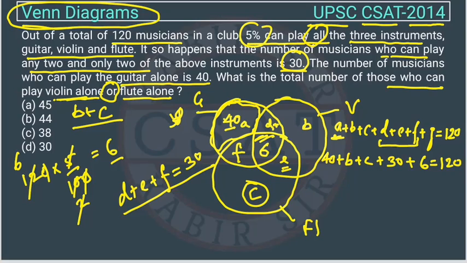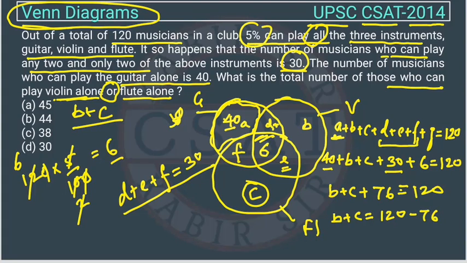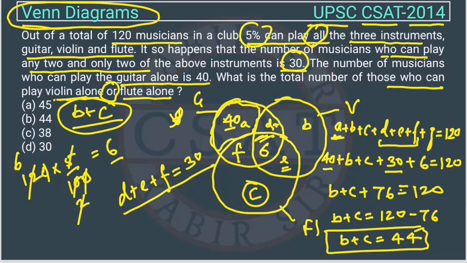So this B plus C will become how much? Plus this 40 plus 30, 70, this will be 76 plus B plus C equal to 120. Now 76 will go that side, right? So B plus C will be equal to 120 minus 76, right? So B plus C will be equal to 44, right? So this is the answer because we have to find B plus C only. So the answer is option B. So B is the answer, right?